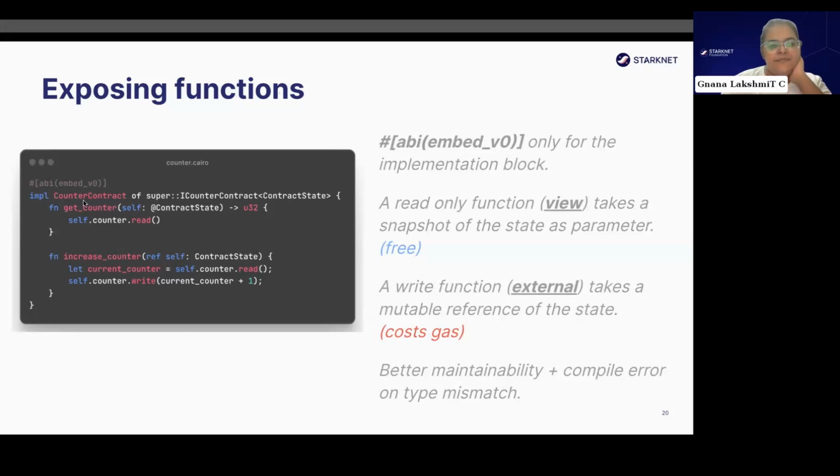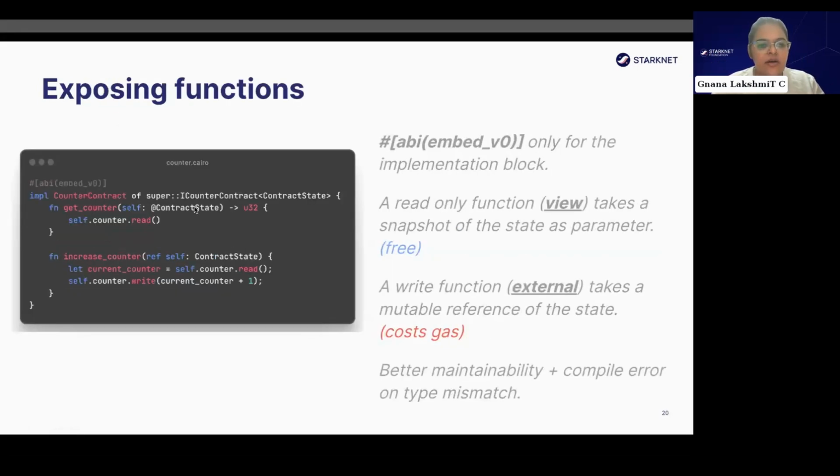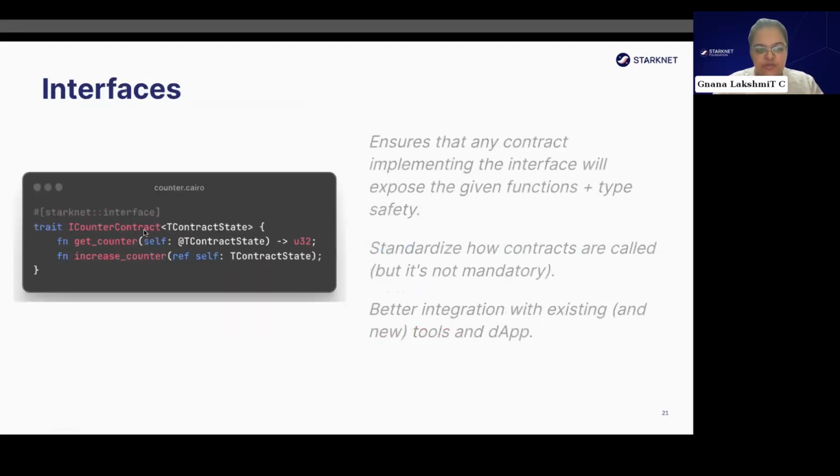So I don't understand the reference to the counter contract. Maybe there is a confusion because the full contract is not here. But basically, this counter contract doesn't have anything to do with the state. The counter contract is actually a trait. So let me see. Yeah, so you see this interface. Basically, this I counter contract is the interface over here. This interface has two functions, which are get counter and increase counter.